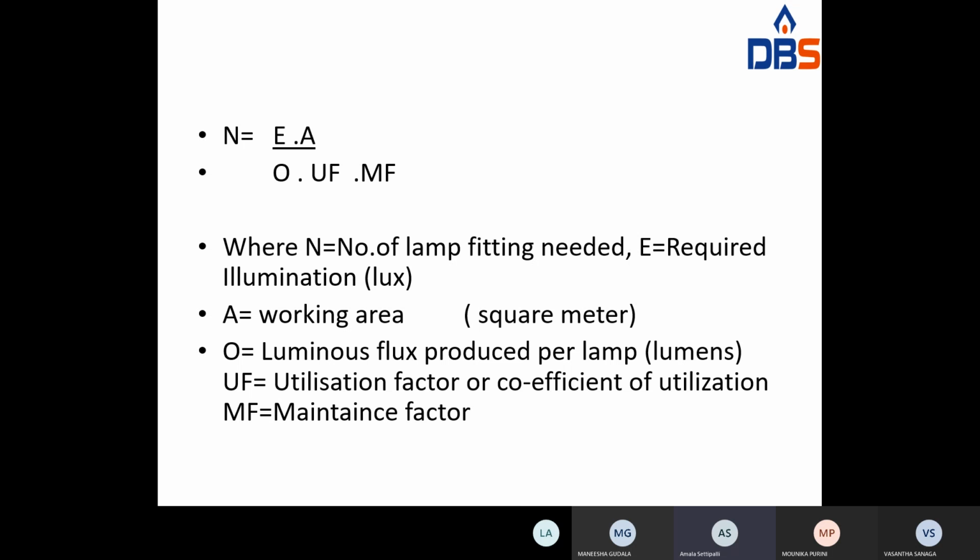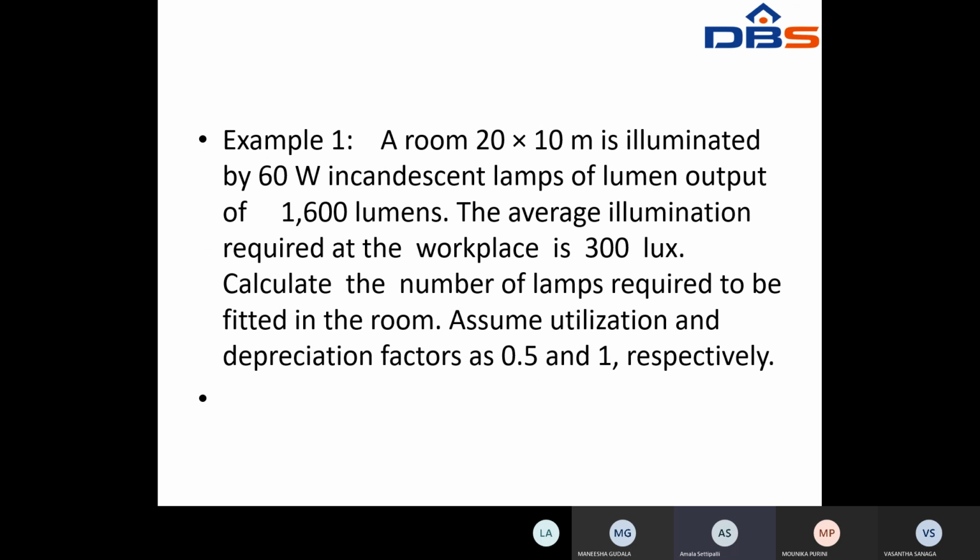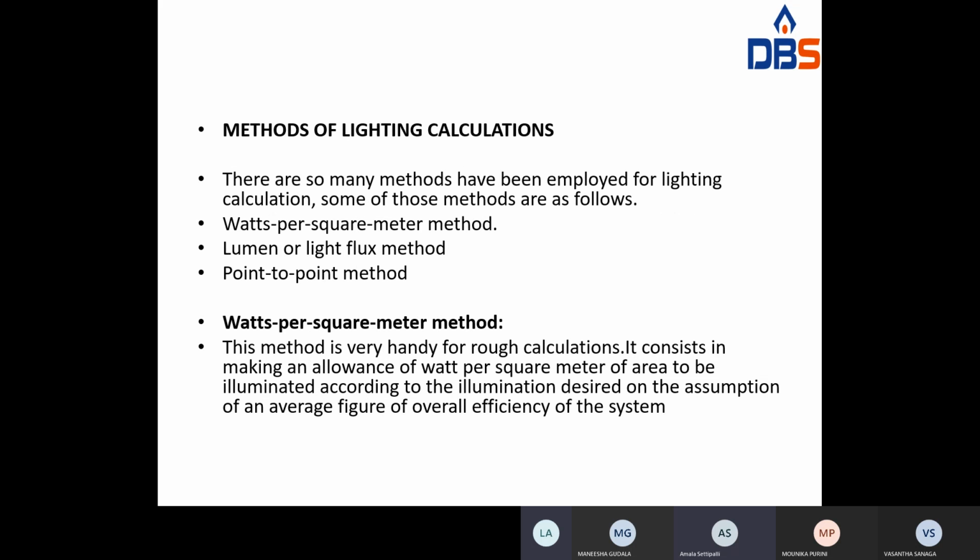N into O into UF into MF divided by A. So at that time you have to find out the illumination value by using this formula. You have to find out the illumination in the point to point method. So these are the three methods used for lighting calculation: watt per square meter method, lumen light flux method, and point to point method.